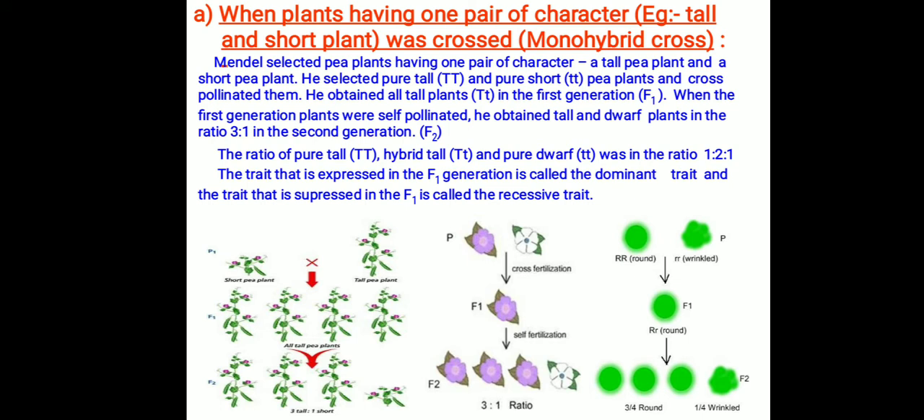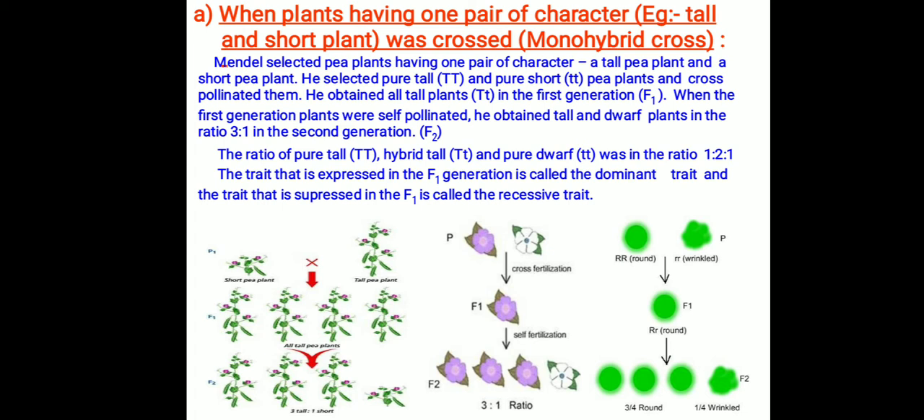Here we will take up the example of a monohybrid cross today. Mendel gave two laws of inheritance, and the first one we will discuss today. This is very important, students. Please pay attention. Along with the chart we will do this. He selected pea plants having a pair of characters. One was a homozygous tall pea plant and the other was a homozygous short pea plant. He selected the pure lines.